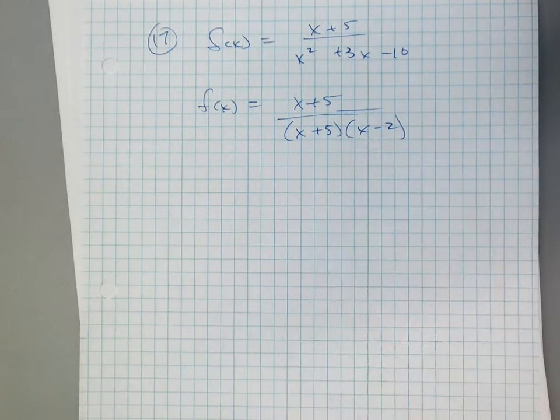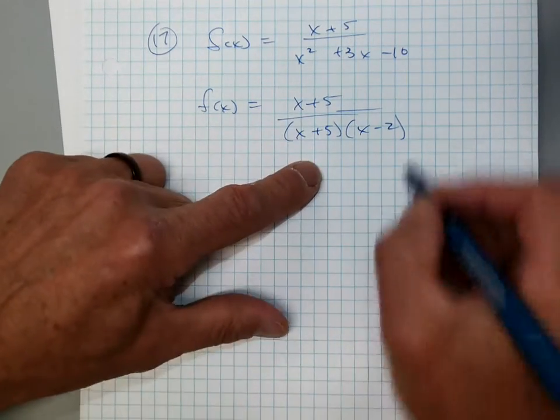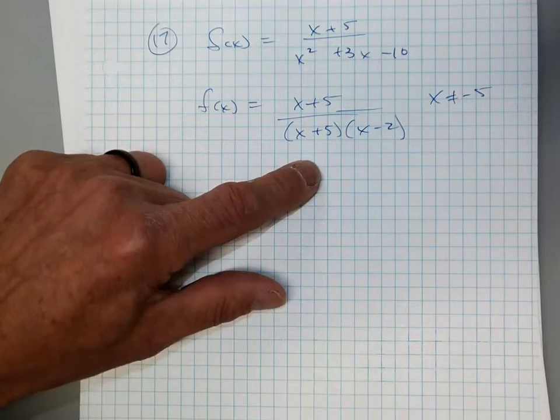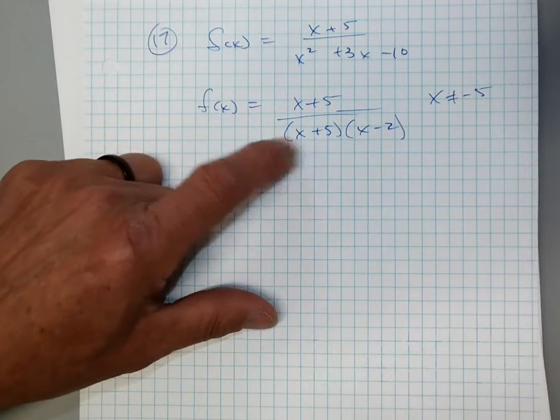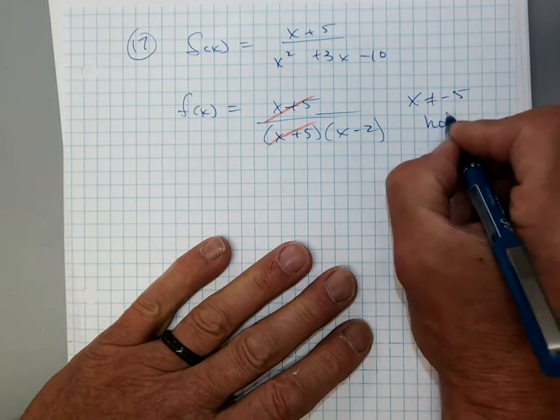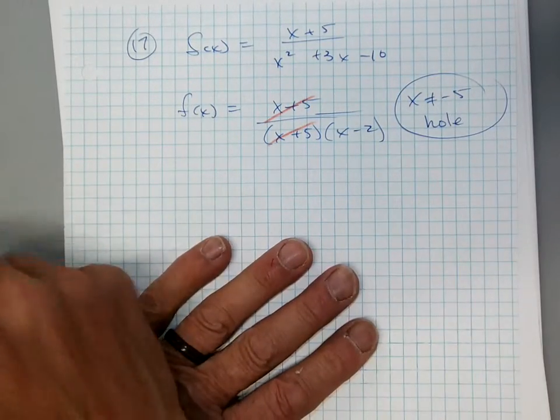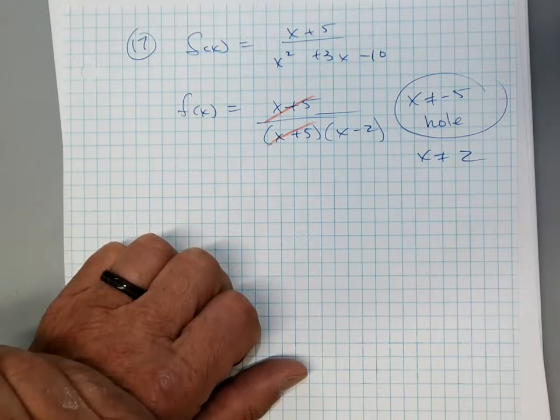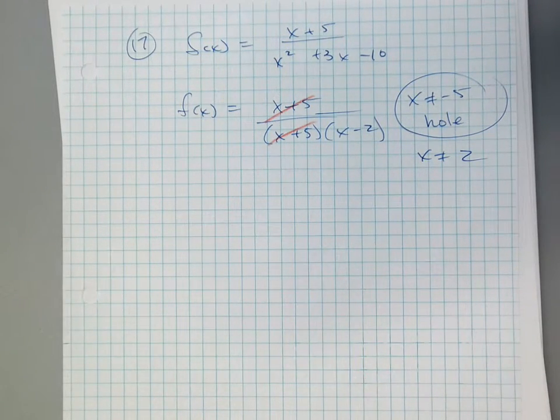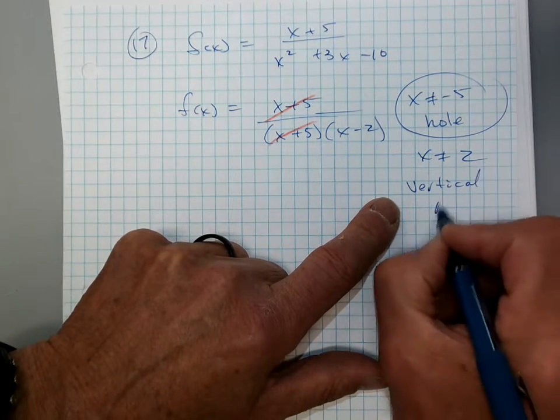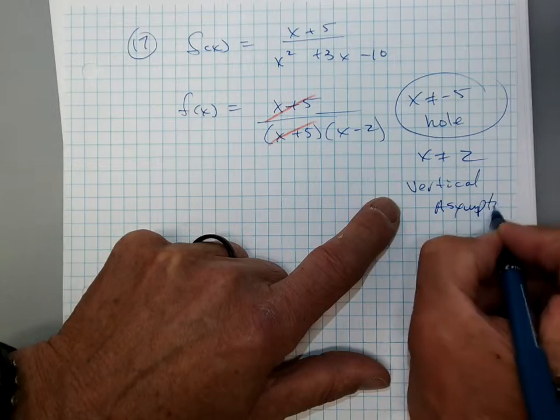I like the way Ashley said it. Ashley, you said it so well. So x cannot equal negative 5, but that one's removable, right? Since it's removable, that's where my hole is. And x cannot equal 2. That one's non-removable, so that has to be a vertical asymptote.